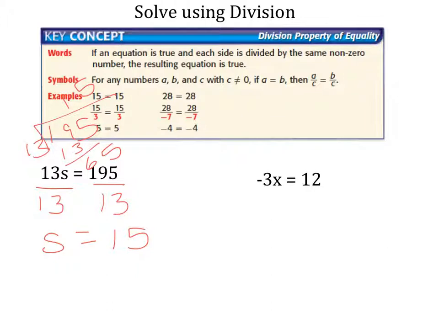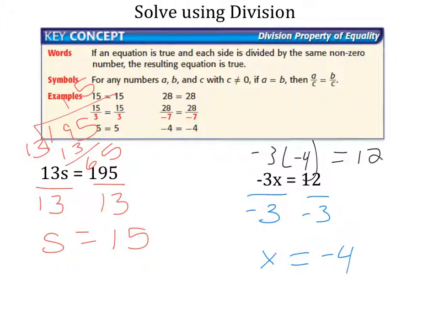In the second example, on the right here, -3x equals 12. That's the same as -3 times x. We undo multiplication with division. And again, going through and showing our work, -3 divided by -3 is 1. That leaves us 1x, which we write as x equals -4. And again, if we wanted to, we could check: -3 times -4 does in fact equal 12, and our answer checks.